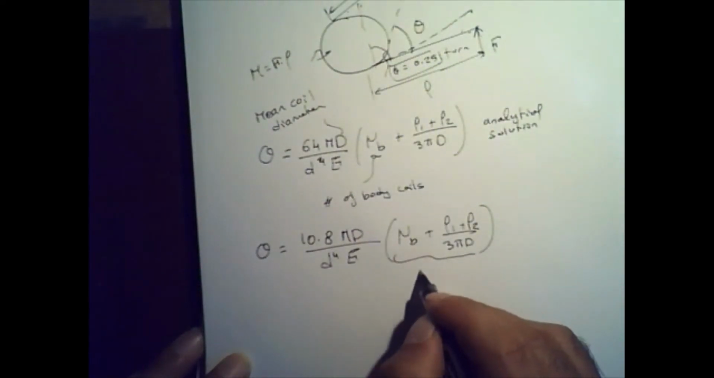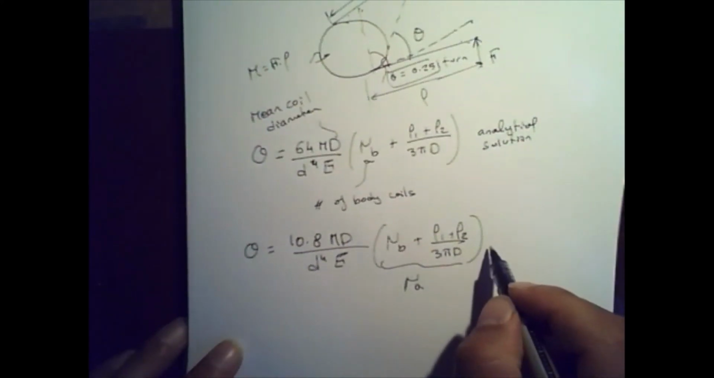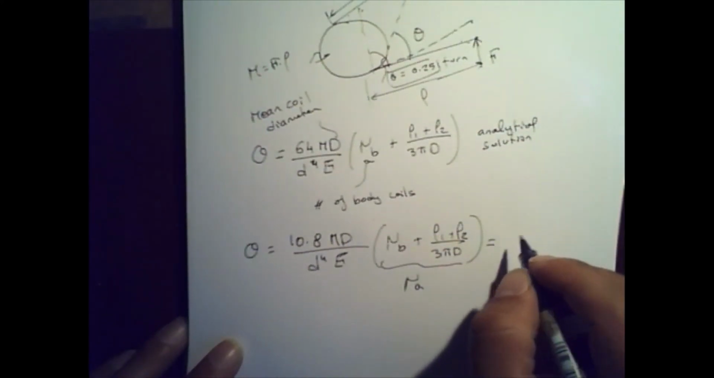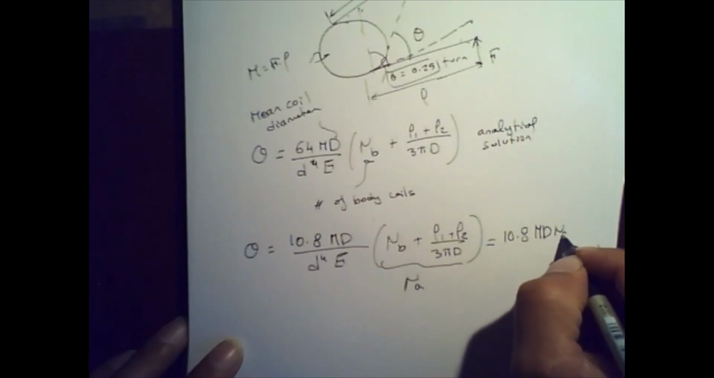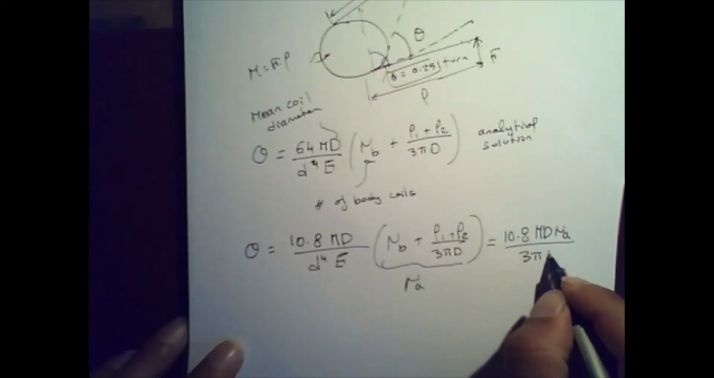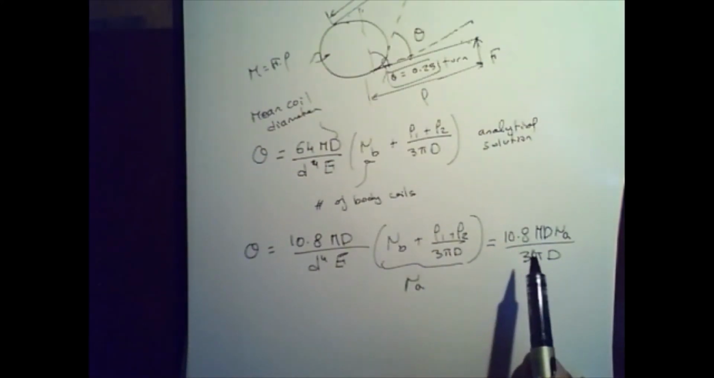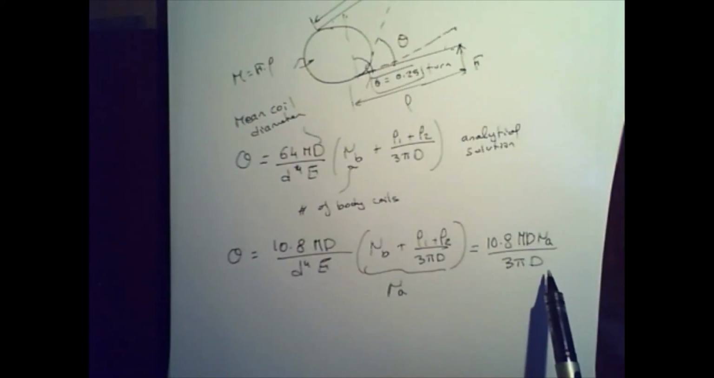And I can call this whole thing Na, which is the number of active coils. This is what we have been doing in the case of compression springs. So 10.8 M D and Na. So Na is going to be equal to NB plus this value L1 plus L2 divided by 3 pi D. Okay, so it's really basic. If I have a moment, I have a mean coil diameter.